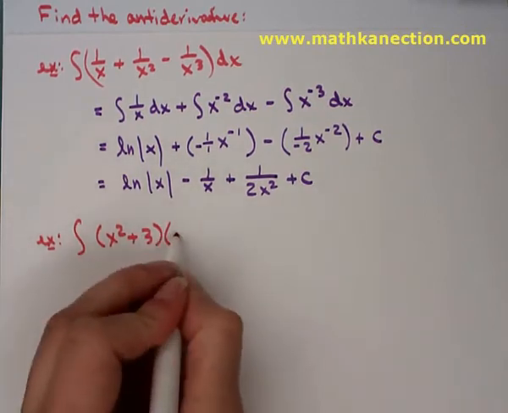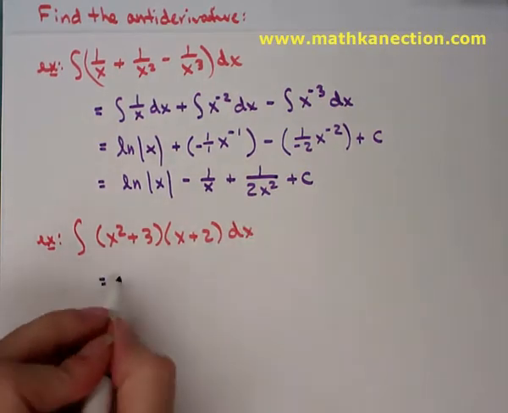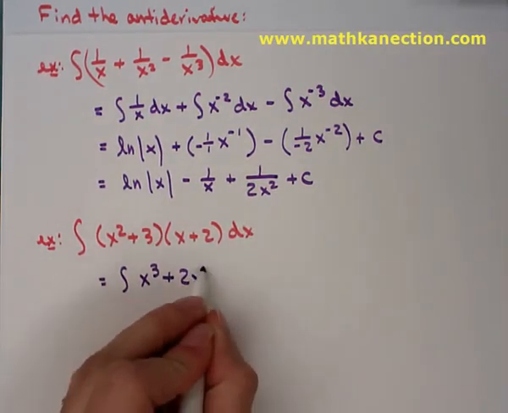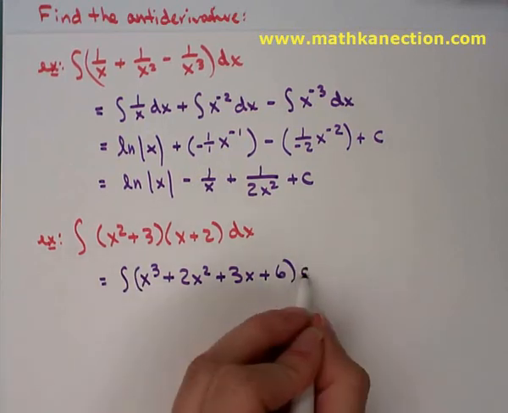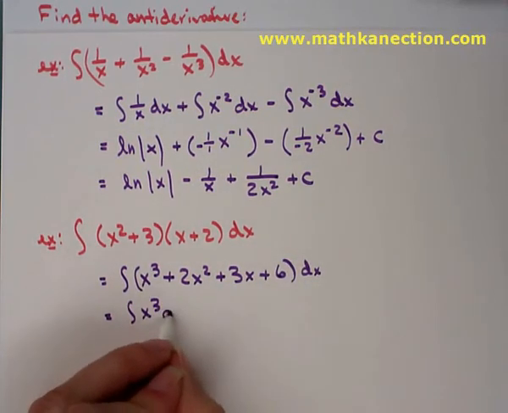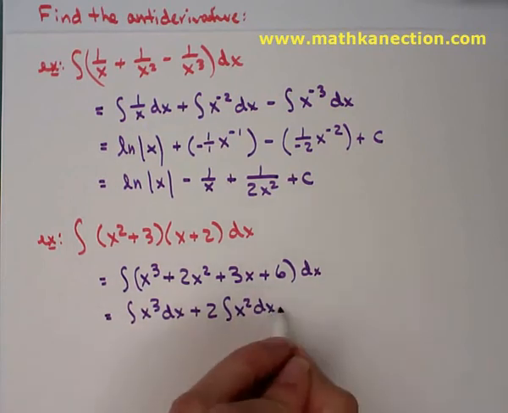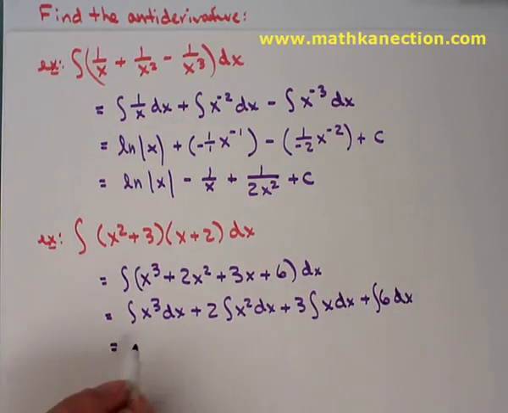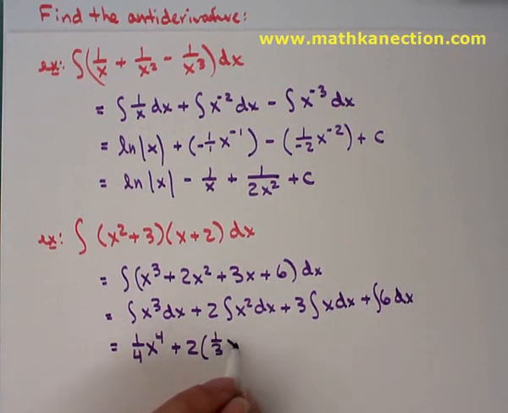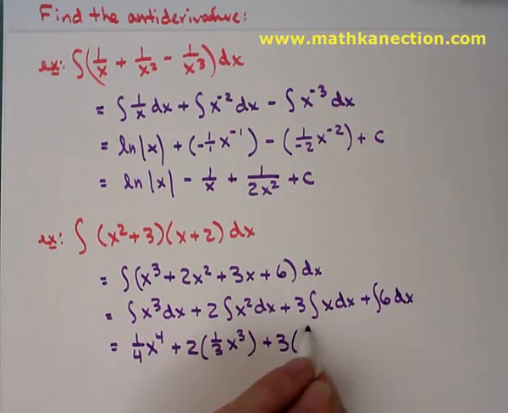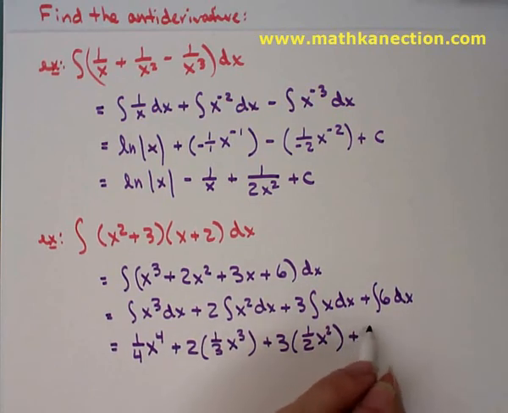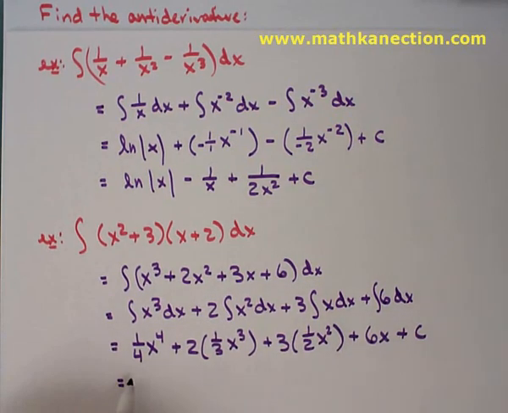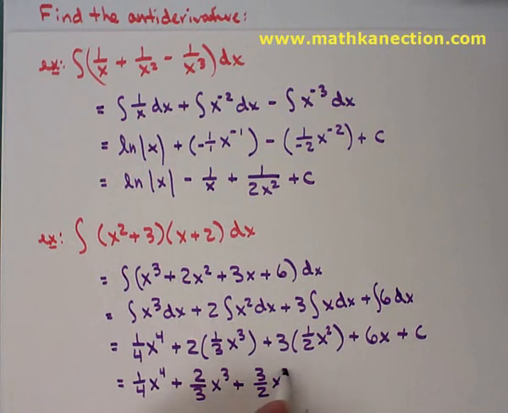Antideriving x squared plus 3 times the quantity x plus 2. We can't antiderive a product, so we need to distribute. So distributing our terms, we get x cubed plus 2x squared plus 3x plus 6 dx. Each term gets its own integral symbol. Then antideriving x cubed is 1/4 x to the fourth. X squared becomes 1/3 x to the third. X becomes 1/2 x to the second. And 6 is 6x plus the constant. Then we have 1/4 x to the fourth plus 2/3 x to the third plus 3/2 x squared plus 6x plus c.